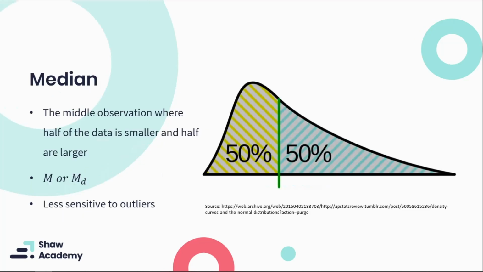The median is known as the middle observation or the 50th percentile. The median is the point where half of the data will be smaller than the observation and half of the data will be larger than the observation. There is no standard symbol for the median, but some sources refer to it by M or MD. We arrange the observations in the sample from smallest to largest and choose the observation in the middle as the median value. The median is less sensitive to outliers than the mean.